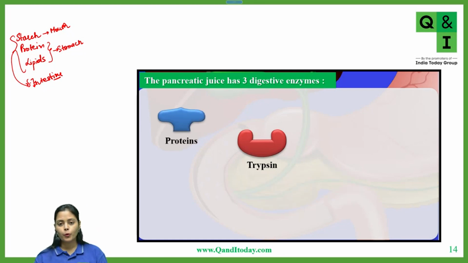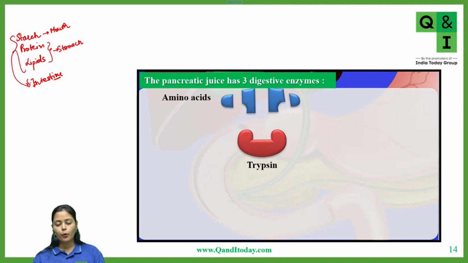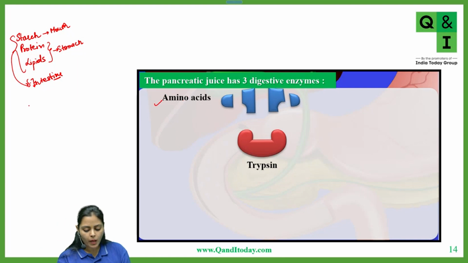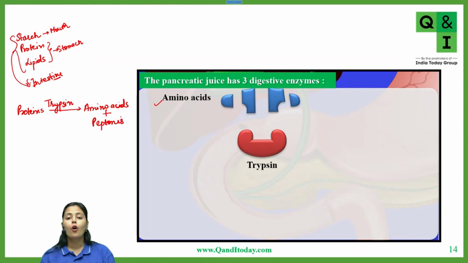So this is the protein molecule, and because of trypsin the proteins are now getting converted into amino acids. I'm writing the equation here on the left-hand side so that you can write it down. Proteins, because of trypsin, are converted into amino acids, and some peptones are also formed. So both amino acids and peptones are formed.